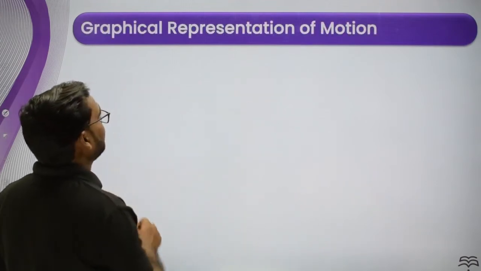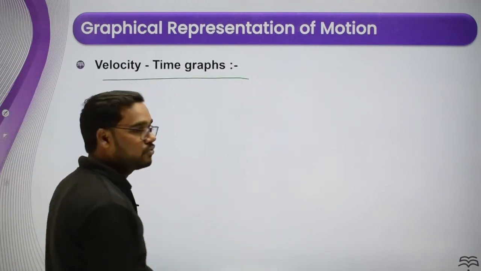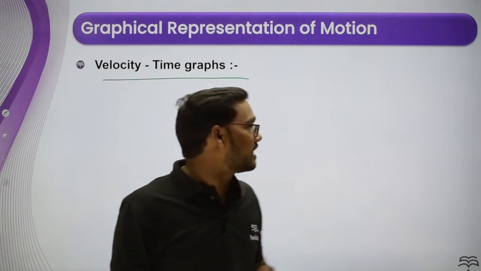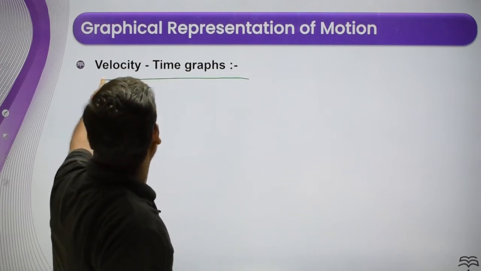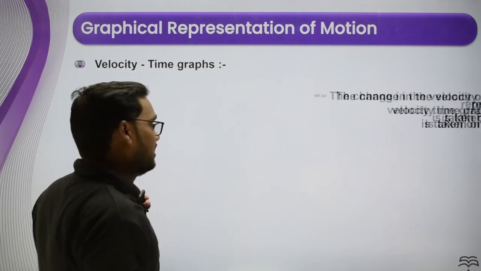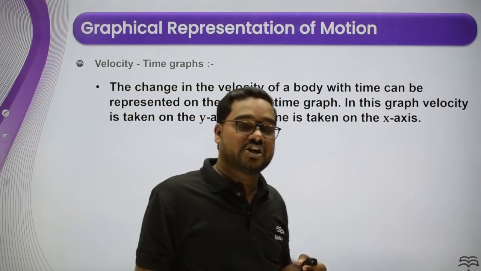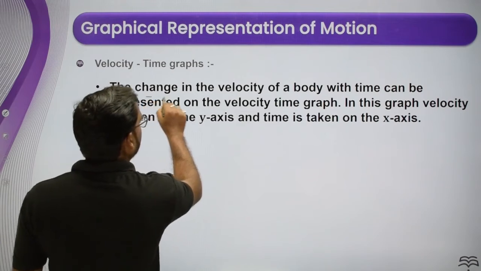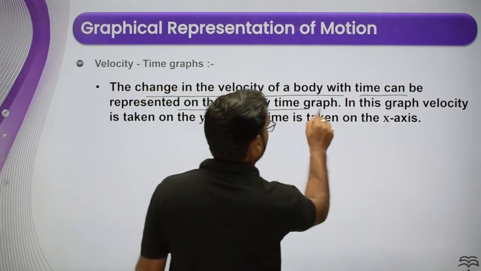So we have the graphical representation of the velocity-time graph. Similarly, if you want to know how to draw the graph and how to read the graph, you will get the information from the velocity-time graph. Let us discuss in a similar way. You just need to draw the velocity on the y-axis and time on the x-axis. So you can see here, the change in the velocity of a body with time can be represented on the velocity-time graph.